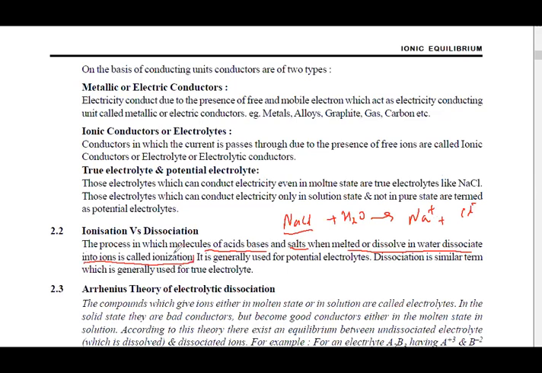But what is dissociation? Dissociation is just the breaking of a compound. For example, if NaCl is broken into Na+ and Cl-, I'm just giving an example, whether it can be done is a question of argument. But if you're just breaking this into Na+ and Cl-, this is your dissociation. Got it?